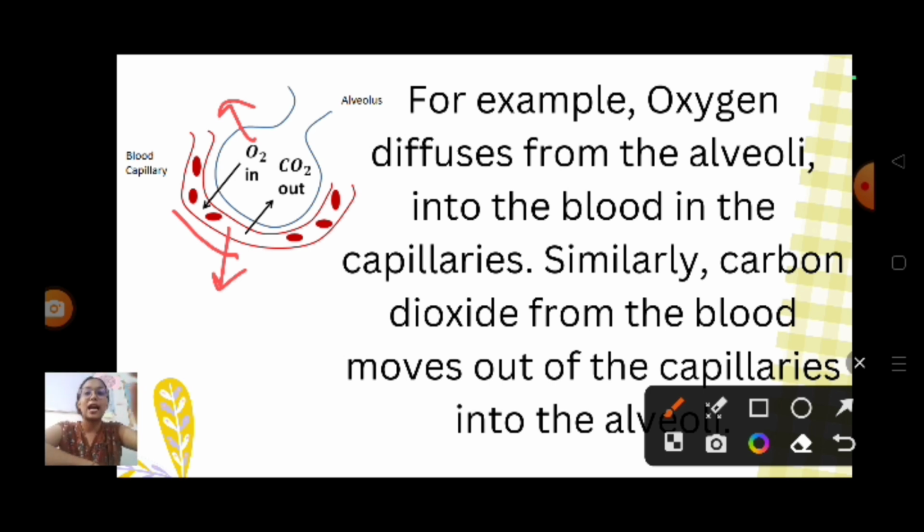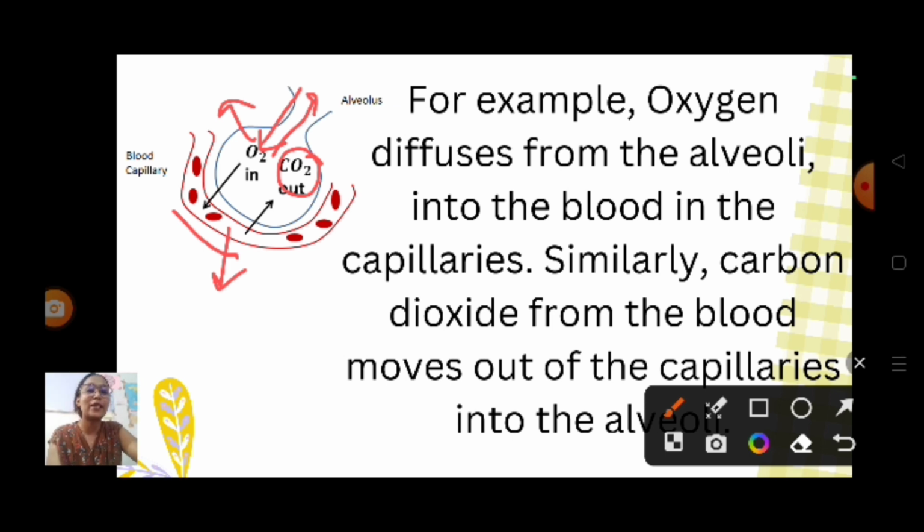So where gaseous exchange takes place, from alveoli, the oxygen enters the blood capillaries, and from the capillary the waste material in the form of carbon dioxide diffuses into the alveoli, so that oxygen is inhaled and carbon dioxide is exhaled out. This carbon dioxide we used to exhale, and oxygen we used to inhale.